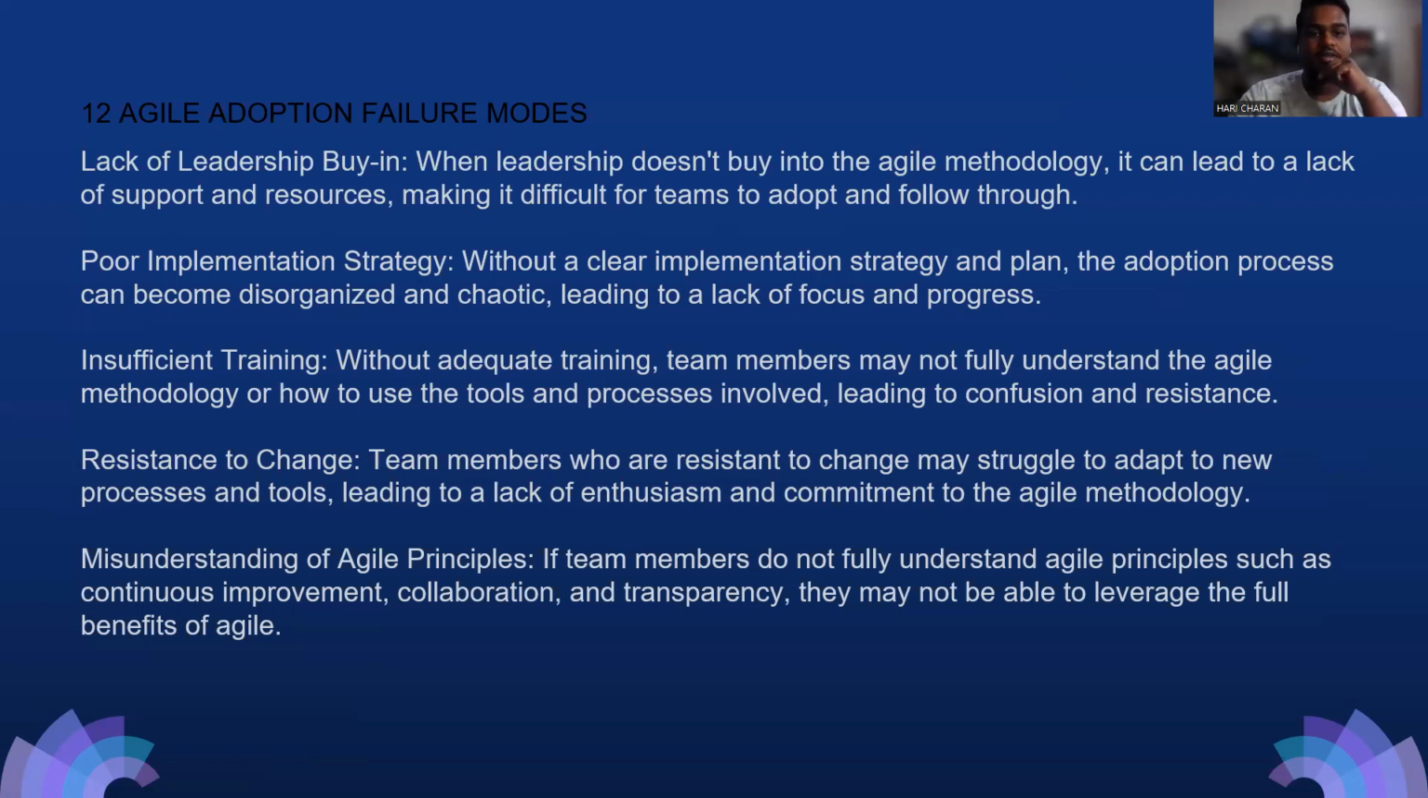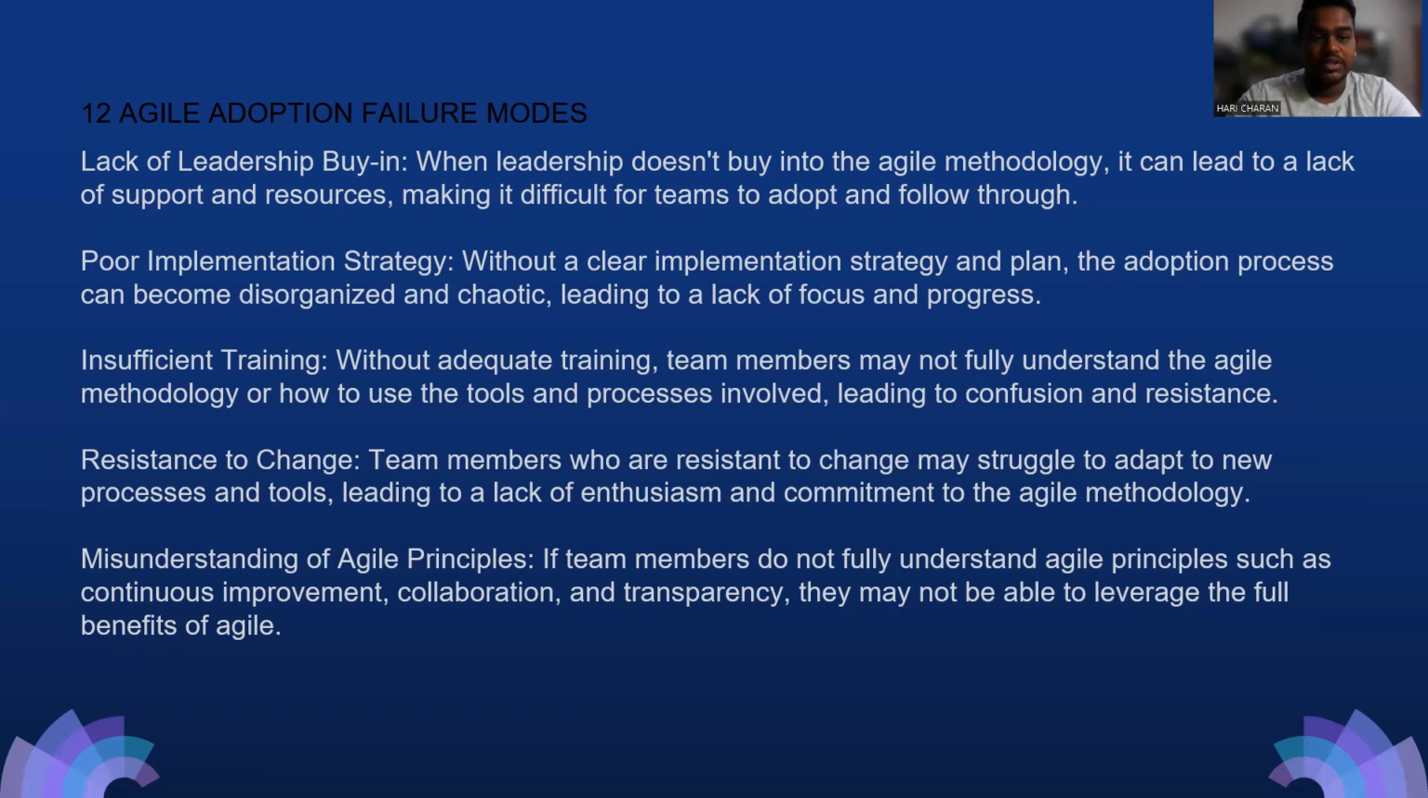And let's go to the other failure mode, poor implementation strategy. If a project wants to succeed, the main thing is the implementation. If the implementation is good, the project will be on the correct route. So the implementation strategy also needs to be correct so that we can implement our project in a successful manner. Without any clear implementation strategy and plan, adoption of the process can become disorganized. So implementation is very much required in a project, and if there is poor implementation, it will lead to lack of progress on the project.